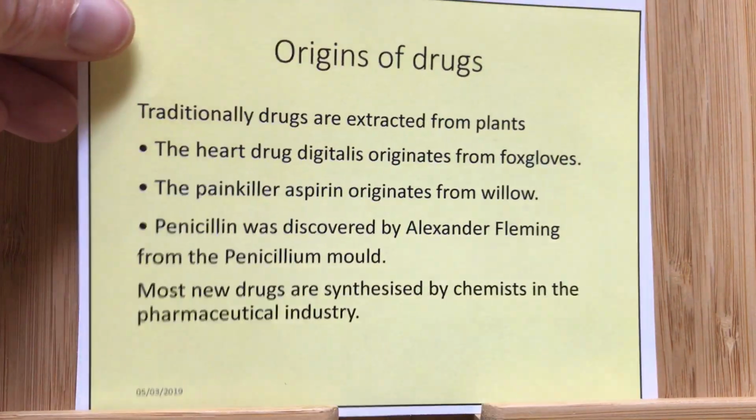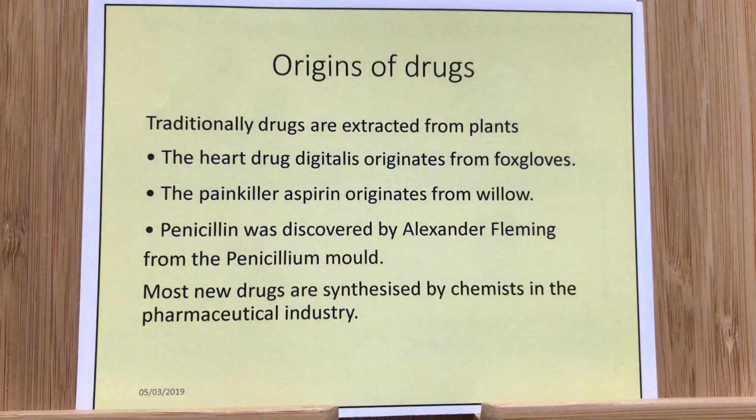Firstly, we need to look at some origins of natural drugs that we need to be aware of, okay? Traditional drugs can be extracted from plants. Now, most drugs are synthesised by chemists in the pharmaceutical industry. This is because we've got this growing population. We don't really have enough supply in plants, and now we know more about what these drugs consist of. We can synthesise them chemically in the lab.